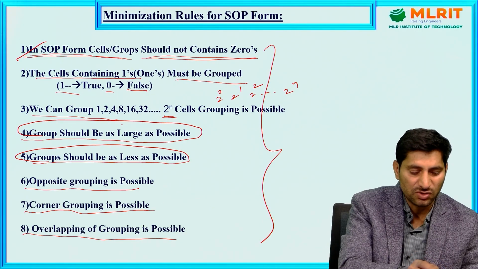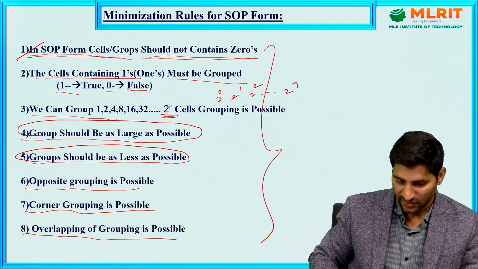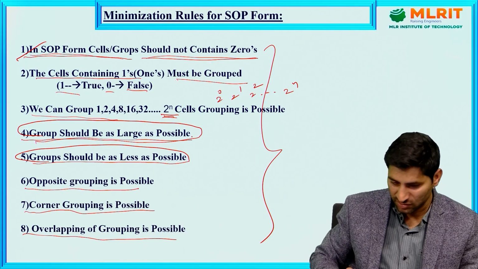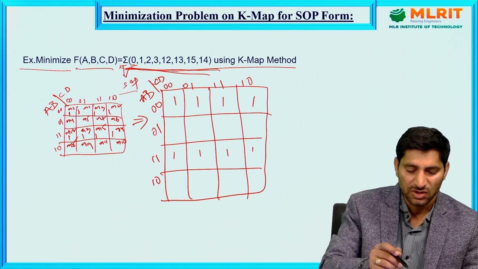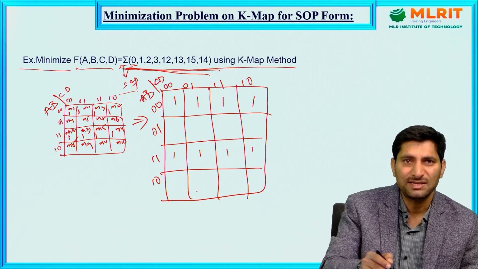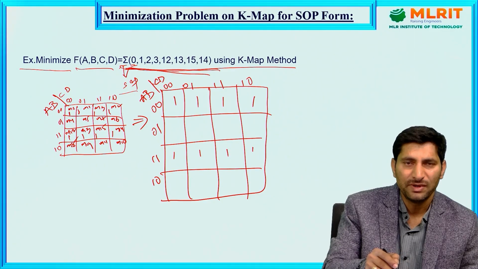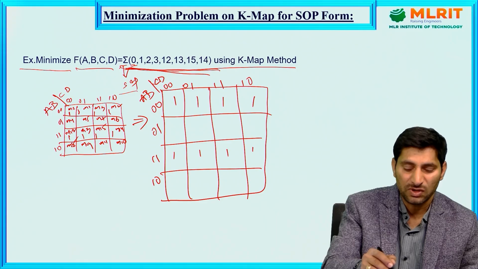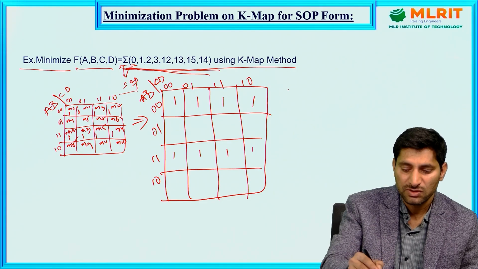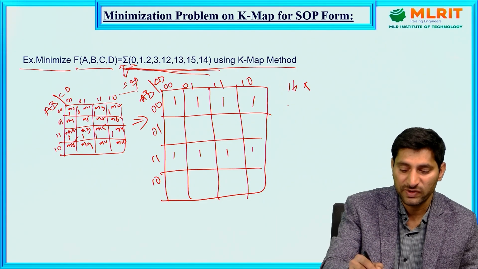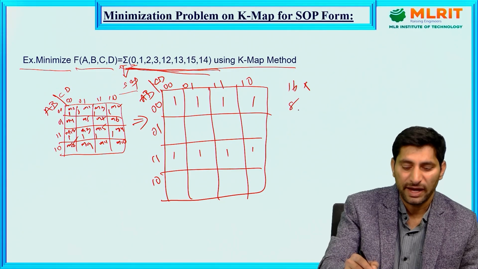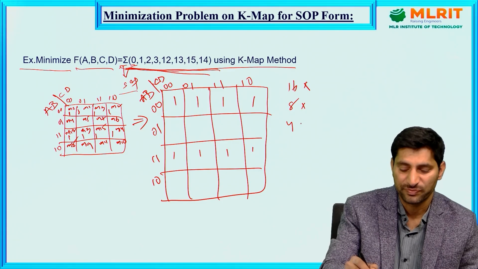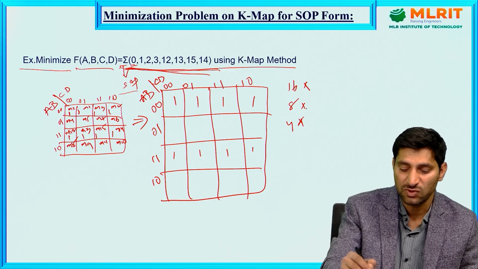Next, we can group in powers of 2 power n cells, and that grouping should be as large as possible. That is the fourth rule, so while grouping we have to take care of this. Here it is a 16 cell map, and grouping all 16 cells is not possible. Then I move to the next highest, 8 cell, which is also not possible. Then I move to 4 cell grouping. Right, so I am doing powers of 2 only.